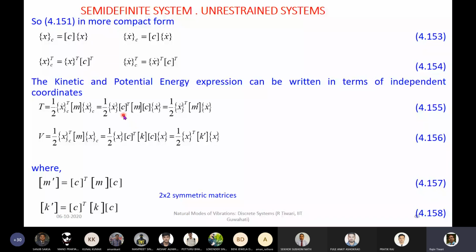So you can see now, C transpose M C, I'm combining as an M prime matrix, and this will be a 2 by 2 size matrix. Earlier M was a 3 by 3 size matrix, and the X vector will be 2 by 1. X1 and X2 will be there. Similarly for the potential energy, this can be written as K prime. So M prime and K prime, the new transformed equation matrices we are getting like this, will be 2 by 2 symmetric matrices.